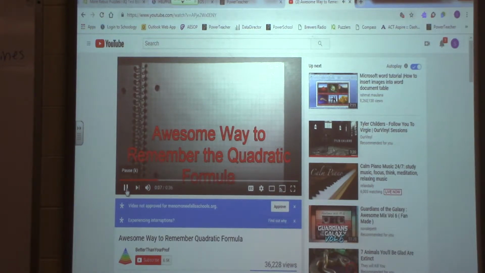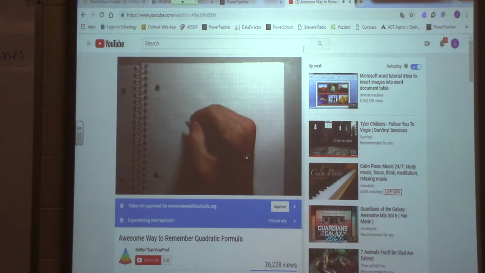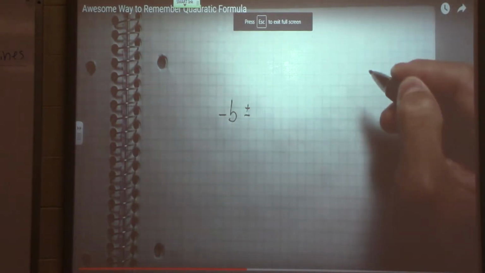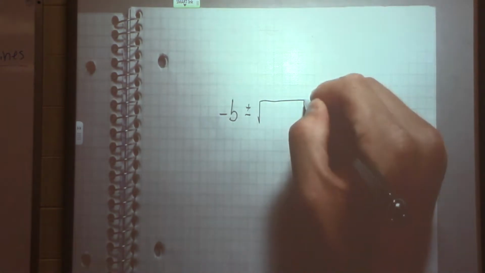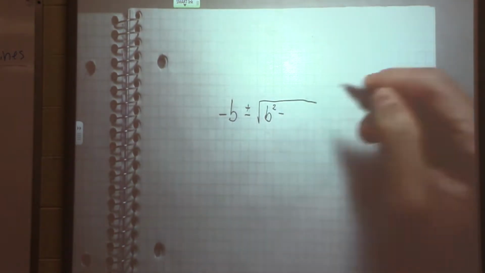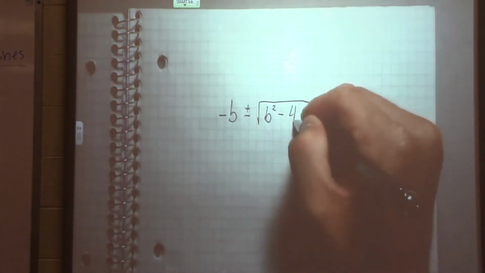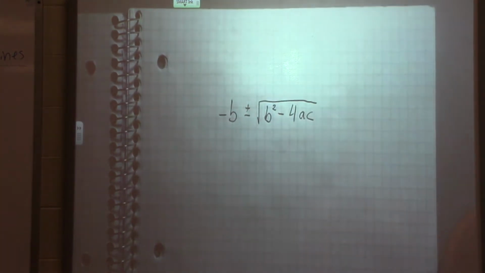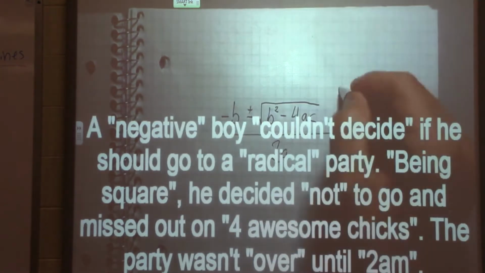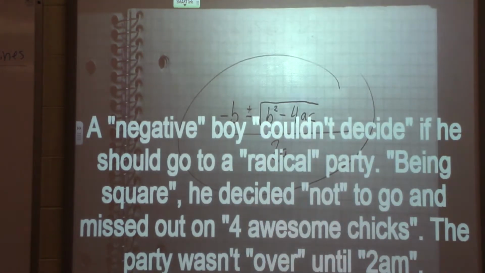My professor a couple years ago, and I've never forgotten it. So I thought that I would share it with you. Alright, ready for this? A negative boy couldn't decide whether he should go to a radical party. But, being square, he decided not to go. He missed out on 4 awesome chicks. Party was not over until 2 a.m. Boom. That's the quadratic formula. Not that bad. It's the quadratic formula right there.